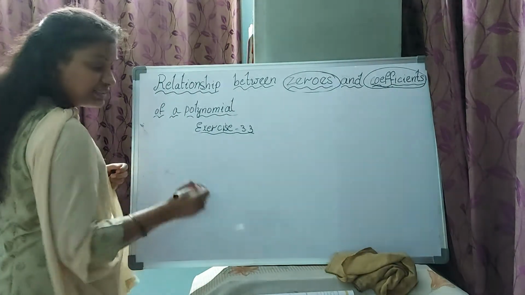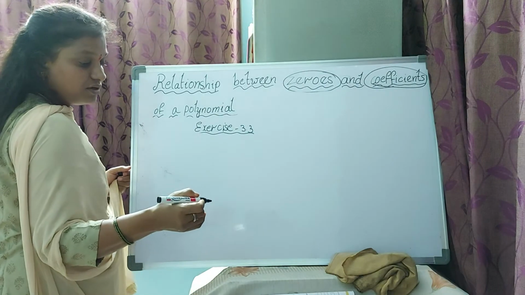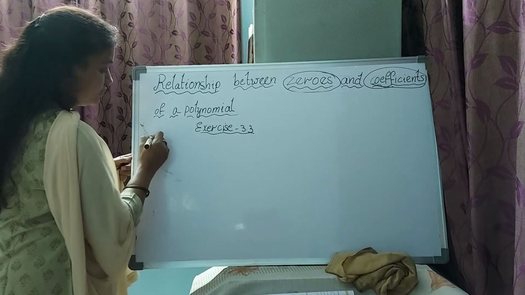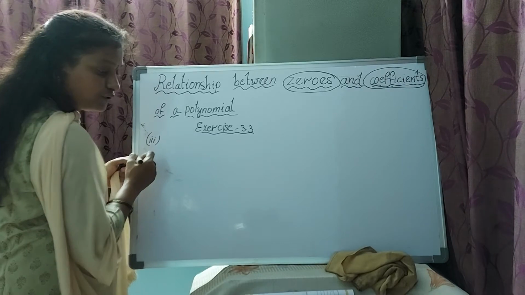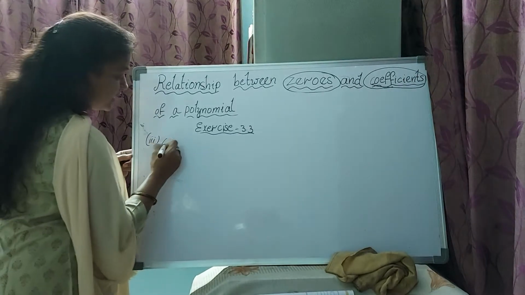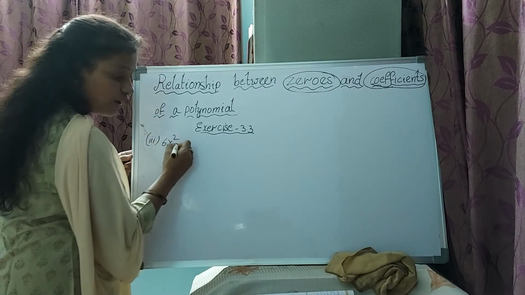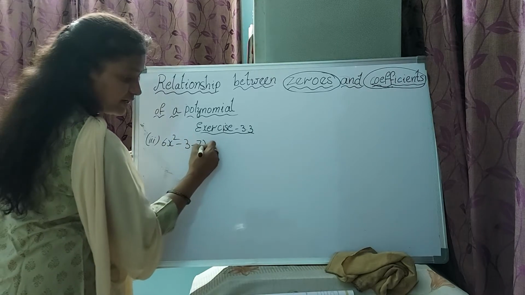See the fourth one. Second and third are the same. Okay, we'll see the third one better. Second one you do on your own. See the third one: 6x square minus 3 minus 7x.